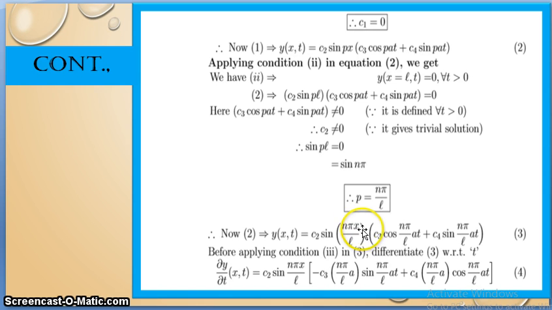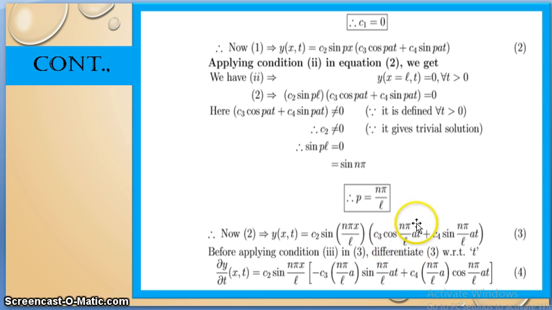So differentiating with respect to t here, what we get: this is a constant term, we can write it as it is, C2 sin n pi x by L. Then next we differentiate with respect to t. C3 is a constant term, we write it as it is, and differentiation of cos gives minus sin. So I can write minus sin n pi by L into at. Again with respect to t, we get n pi by L into a. So differentiation of cos at means minus sin at into a.